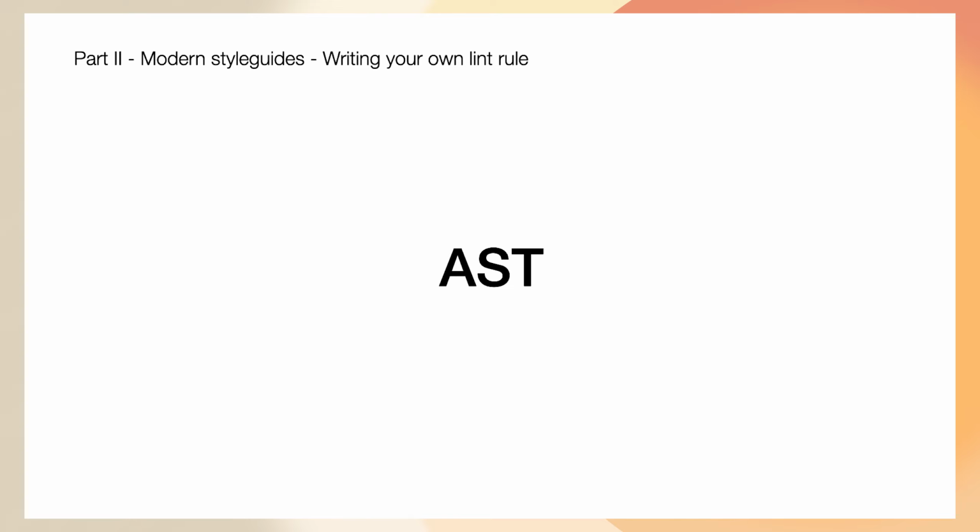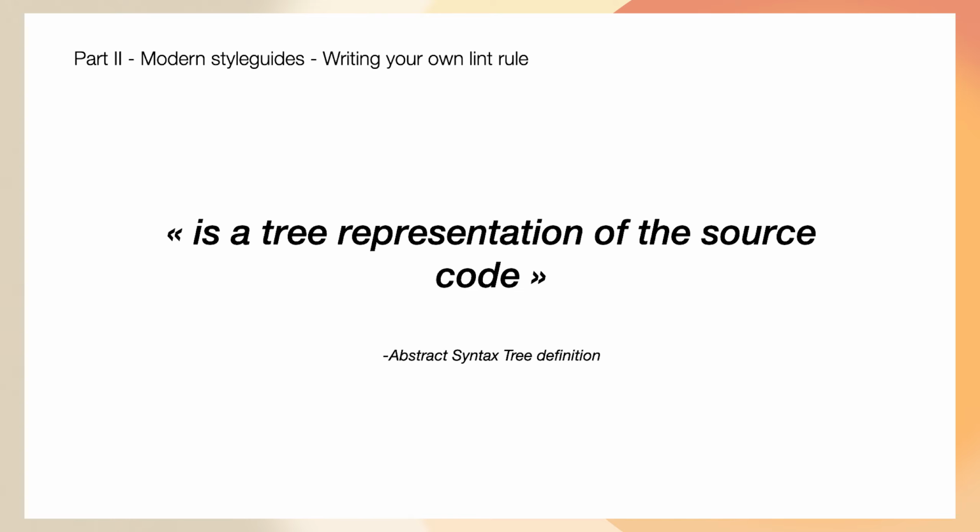AST stands for Abstract Syntax Tree. It's a tree representation of your source code. Your source code at build time is converted to an AST syntax. It's similar to JSON. But yeah, this is a theory.